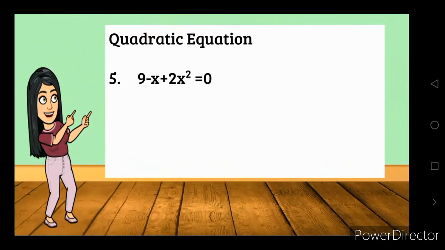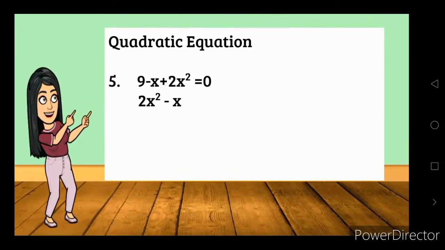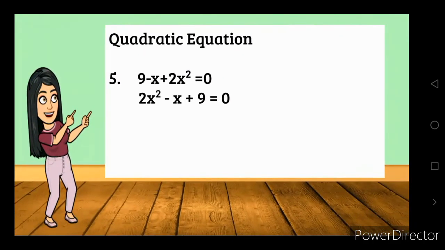Okay, let us proceed to the last example. We have 9 minus x plus 2x squared is equal to 0. The quadratic term is 2x squared. The linear term is negative x. Then the constant term is positive 9 is equal to 0. So our quadratic equation is 2x squared minus x plus 9 equals 0.